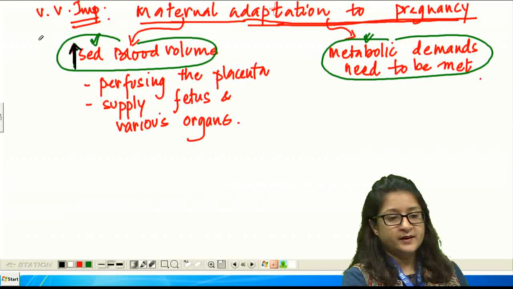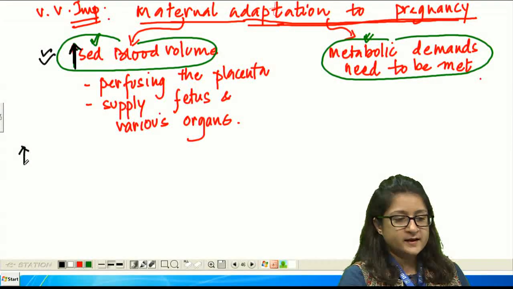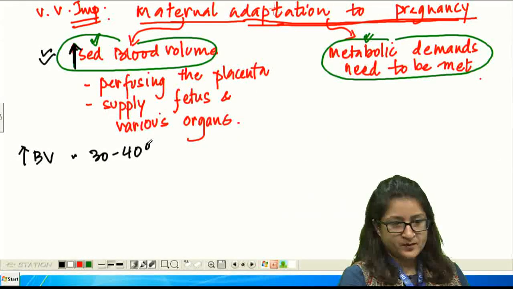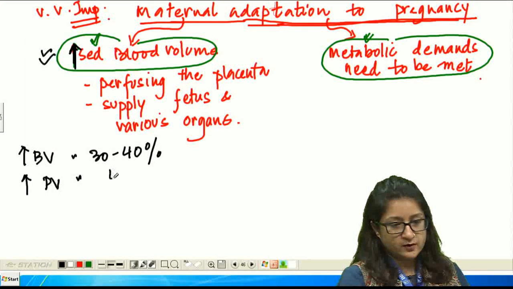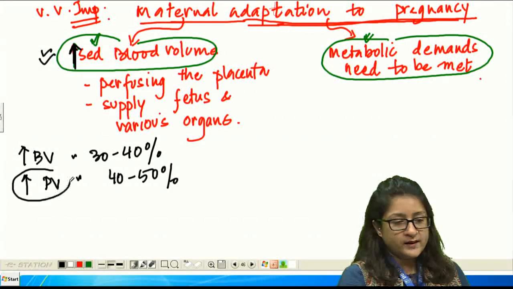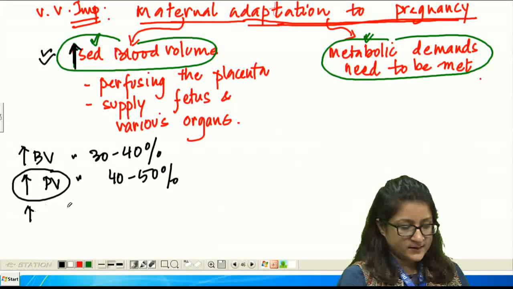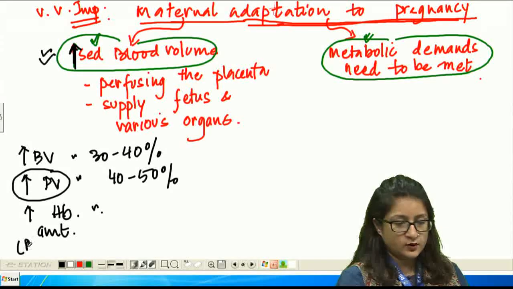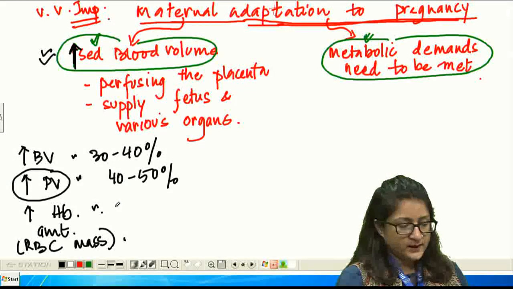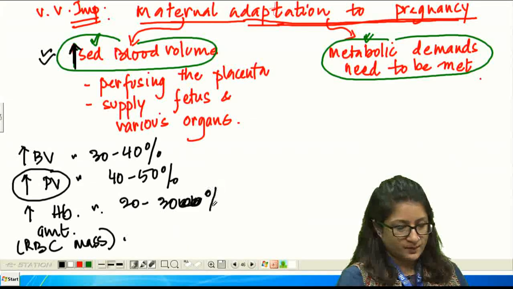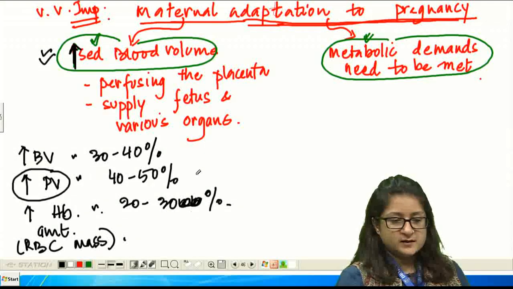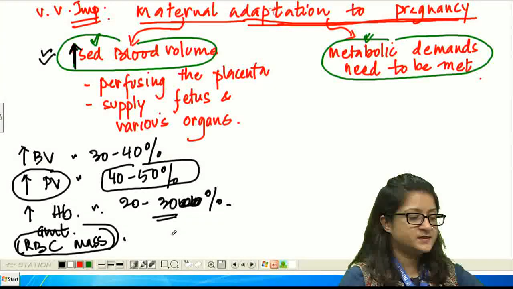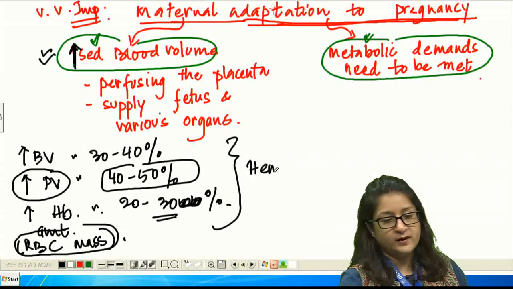But what we have to remember is that this increase in blood volume happens about 30 to 40%, all right? Increase in plasma volume happens about 40 to 50%. So there is more increase in plasma as compared to the hemoglobin, but there is an increase in hemoglobin amount. The increase in hemoglobin amount or RBC mass is only about 20 to 30%. So this increase in plasma volume is more than the increase in RBC mass, which is only 20 to 30%.